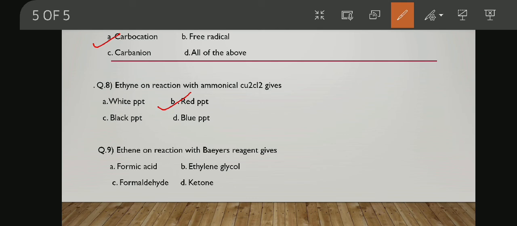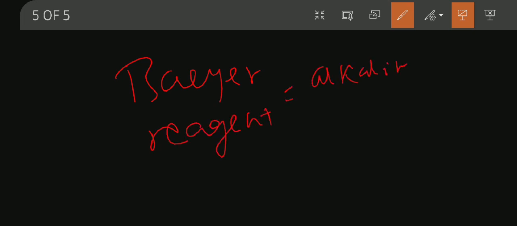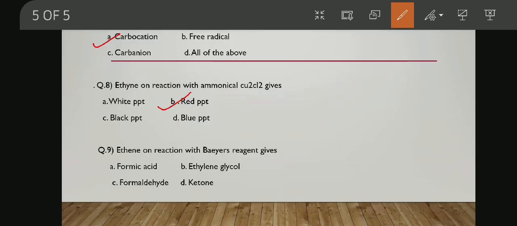Ethene on reaction with Baeyer's reagent. What is Baeyer's reagent? It is alkaline KMnO4. So sometimes what is Baeyer's reagent is also asked. Here ethene on reaction with Baeyer's reagent gives what? Option B will be the correct answer. Ethylene glycol will be given when ethene reacts with Baeyer's reagent.